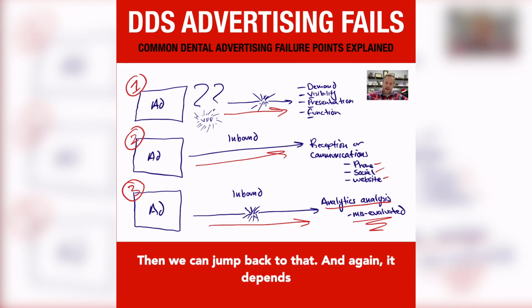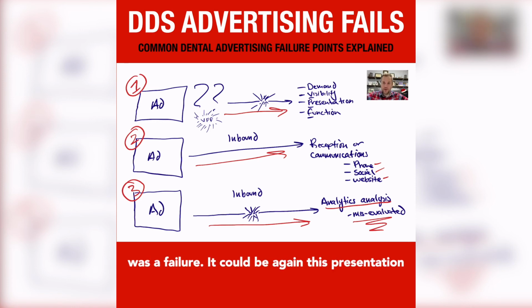And again, it depends along the process. It could be the advertising was a failure. It could be, again, this presentation or point or the visibility wasn't in front of enough people, or it wasn't practiced correctly, or there was something else funny about it that was wrong. That could be the total breakdown point. But given that's all in, it could be number 2, it could be number 3, and there's others.